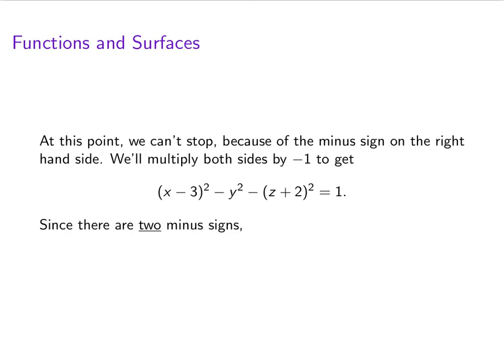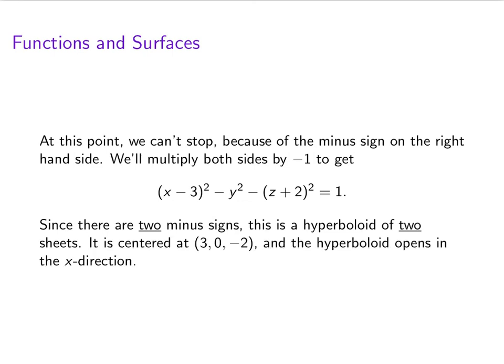At this point, we can say that because there are 2 minus signs, this is going to be a hyperboloid of 2 sheets. It's going to be centered at (3, 0, -2), and the hyperboloid opens in the x direction. Okay, that's all for now.